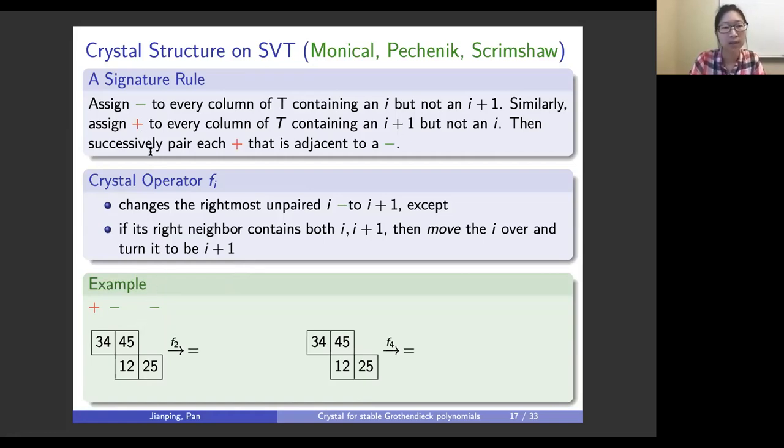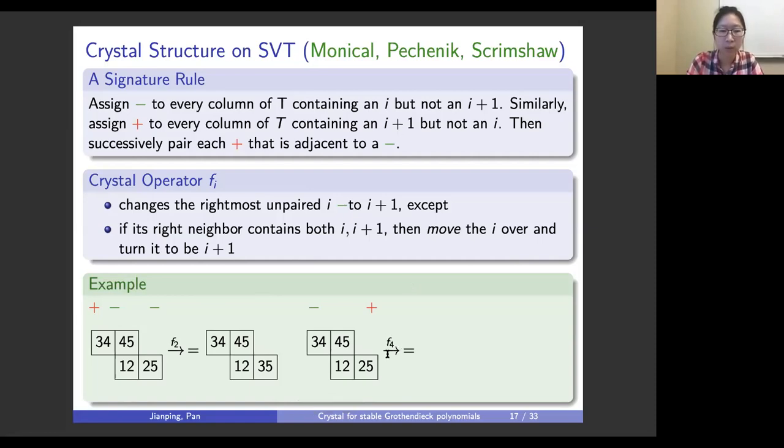Then I successively pair each plus that is adjacent to a minus. The plus has to go first, so this plus is paired with this minus. Then the F crystal operator will change the rightmost unpaired i to an i plus 1, except in some cases. In this case, it's just straightforward. So we just change this 2 into a 3. That's the only thing that happened in this operation. And we can do a little bit more complicated example.